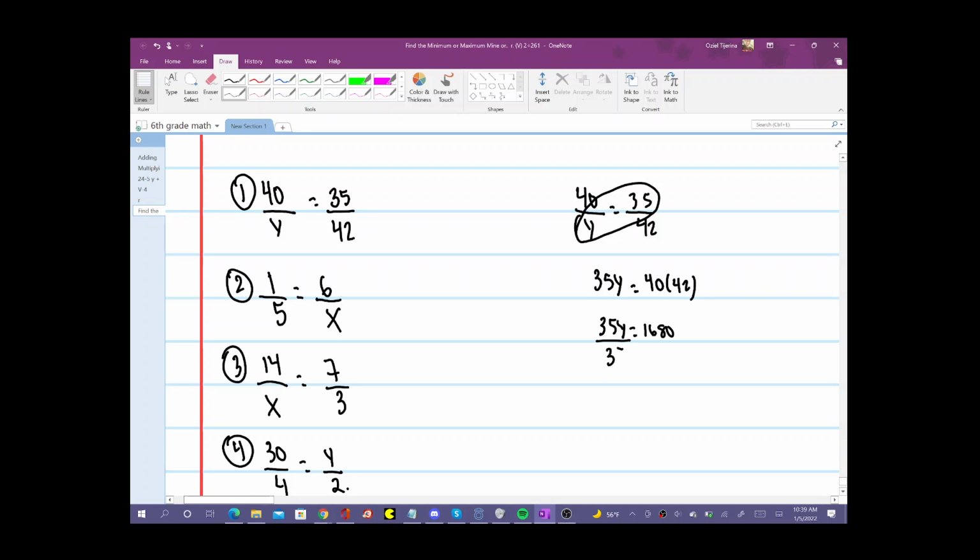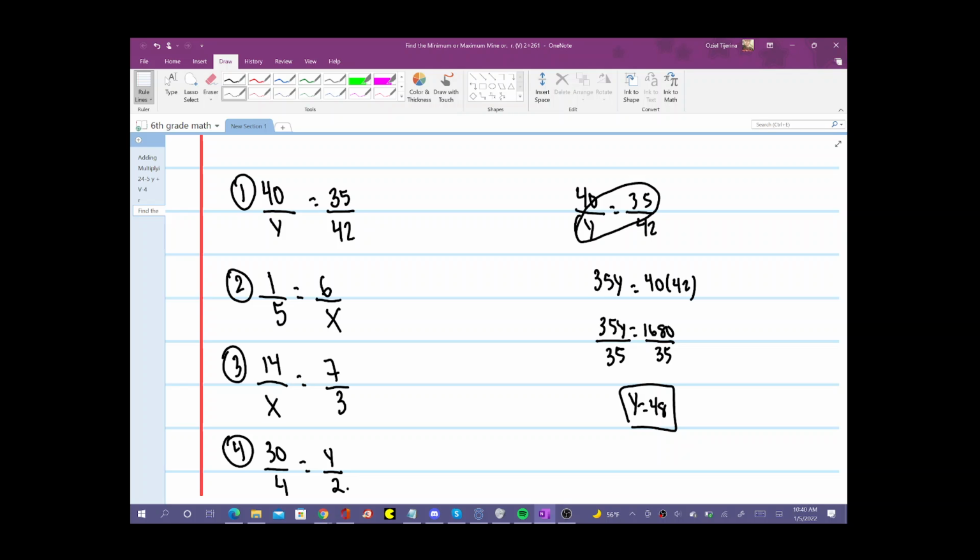So y equals 48, right? You do these especially when you get to geometry, once you do similar triangles, the proportional relationships between two triangles. I'm not gonna really get into that right now. The main idea is to just know how to do this.